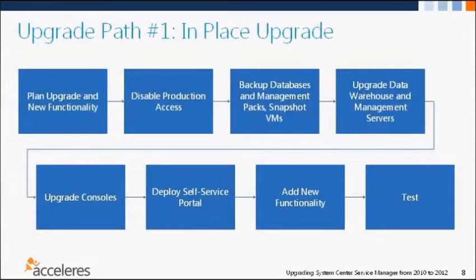Once that's been done and you've picked a date and you've done all of your planning and your documentation and you're ready to go, the upgrade process is pretty straightforward. You'll want to disable production access so people aren't in changing things. Do all of your backups. After you've disabled production access, so if there is a rollback, you haven't lost new incidents getting created through email or anything like that. You back up your databases, back up management packs, we advocate snapshot VMs, whatever you need to do.